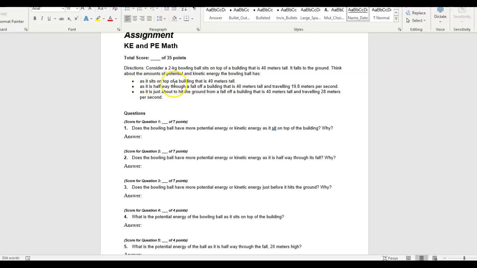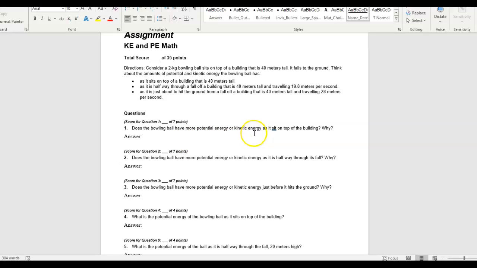So as it sits at the top of a building, okay, so that takes us down here to number 1. Does the bowling ball have more potential or kinetic energy as it sits on top of the building, and why? So we already know if the potential energy is calculated and we plug in, what do we have here? 2 times the 9.8 times 40, that gives us an answer. 784 joules. Okay, so that would be our GPE at the top of the building.